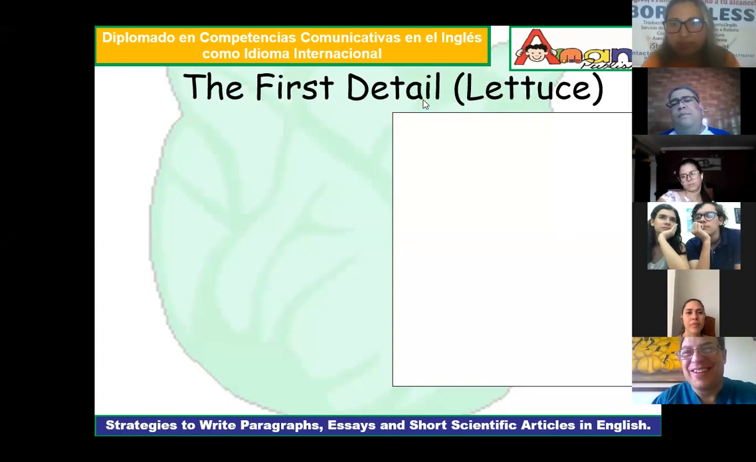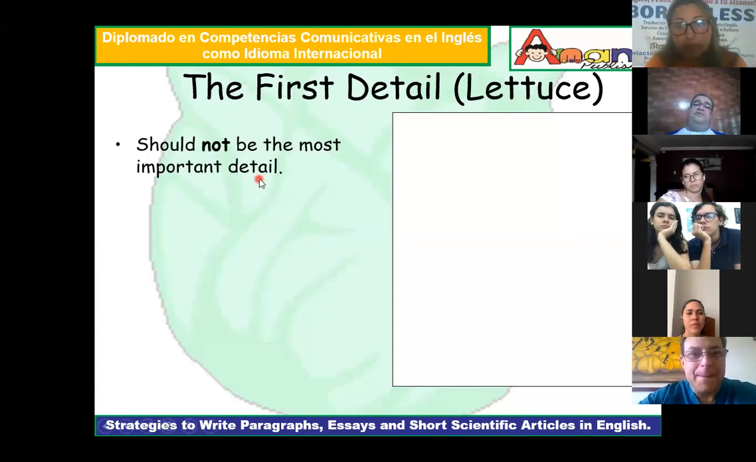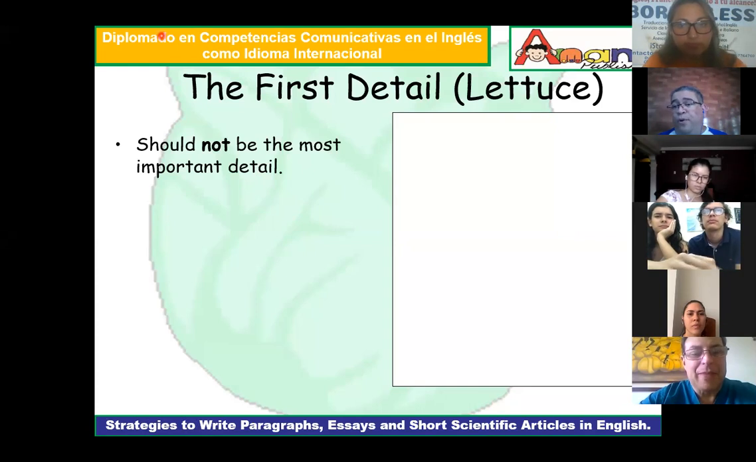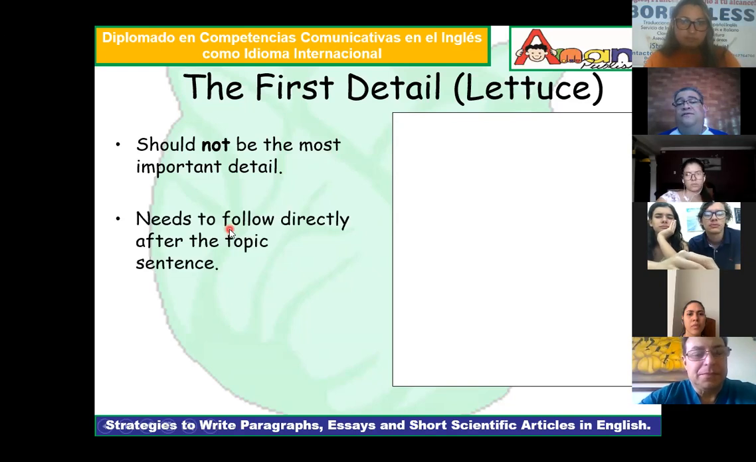Okay, so what about this next part? The first detail should not be the most important detail. Remember, how do we call the first detail in a different way? Adriana said that. Supporting idea. We have supporting ideas. In this case, it needs to follow directly after the topic. It could be the first supporting idea, because in a paragraph we can have 2, 3, 4 supporting ideas, maybe. Any cantidad de supporting ideas.